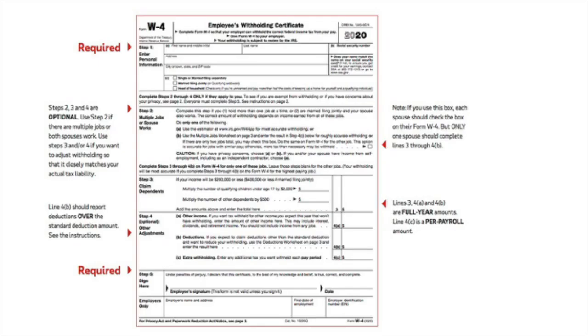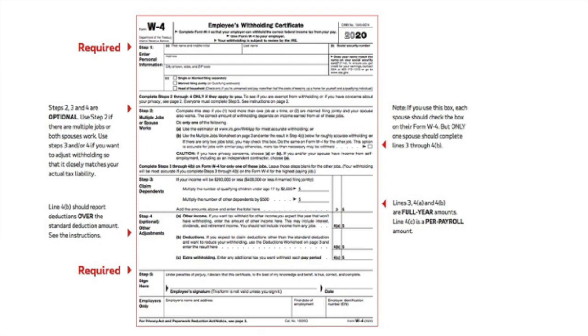You might have seen the new W-4. It looks totally different from the old one. If you look at the top of this W-4, you will see that even the name is changed. Before it was called Employee Withholding Allowance Certificate, and now the name is changed to Employee Withholding Certificate.